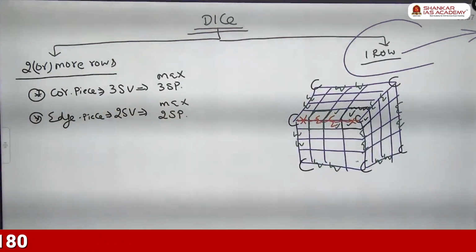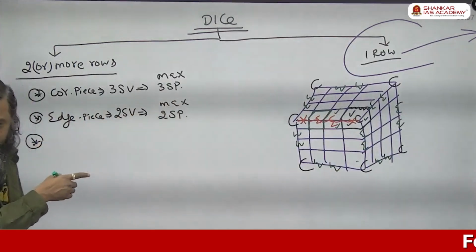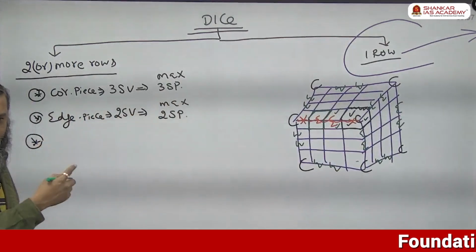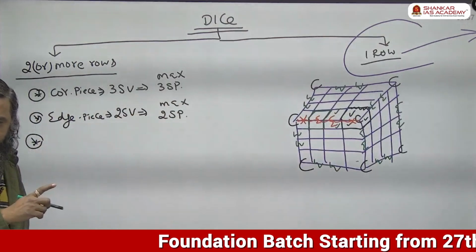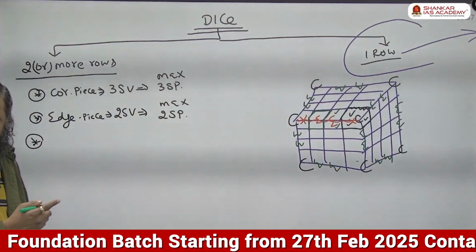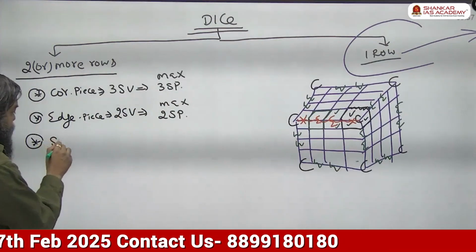All understand? Next, you know what is the meaning of maximum 2 sides? Edge piece maximum 2 sides painted. What does that mean? Either you can paint the edge piece on 2 sides or 1 side or 0 sides. Are you understood or not? Next, surface piece.